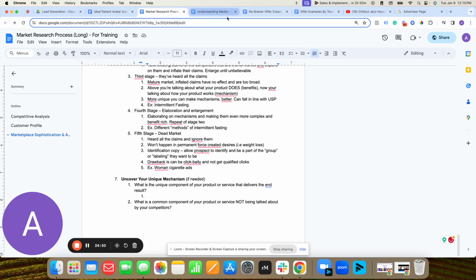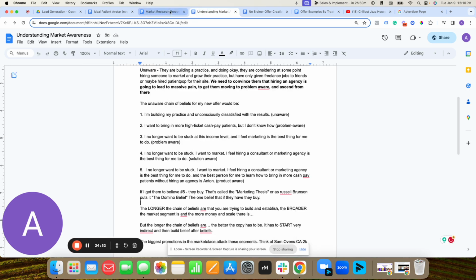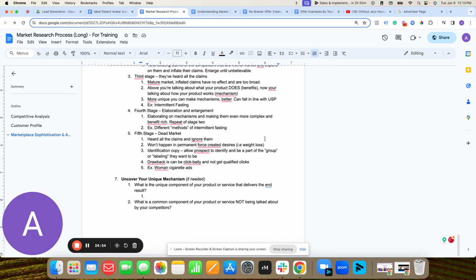So make some copies of these, go through these. They're designed to be worksheets, these 2 docs here. And I will talk to you in the next video where we're going to go into no-brainer offer creation, and then I'll show you all the offers that I've made for practices thus far. Everything's proven, already vetted. I've run millions of dollars to it. I know they work.